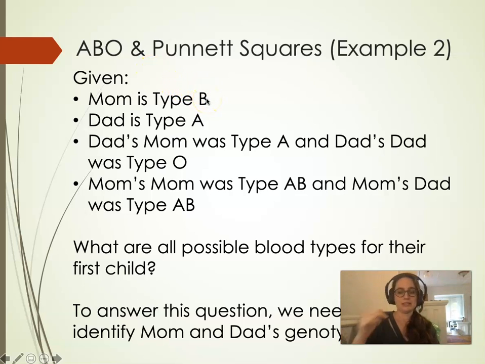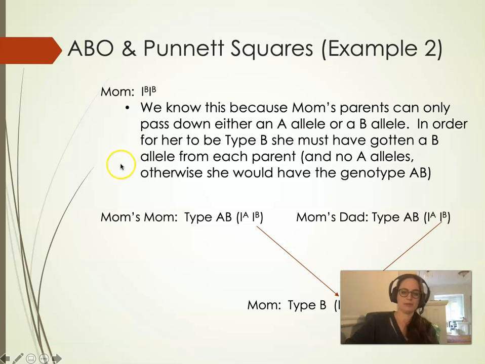Now this one is going to level us up just a little bit because we know mom is type B and dad is type A, but we don't know if they're homozygous dominant or if they're heterozygous, either of them. Homozygous dominant B, homozygous dominant A, heterozygous B, heterozygous A. Those are two options. So we have to go up a generation. So if dad's type is A, dad's mom was type A, dad's dad was type O, and then we go up.